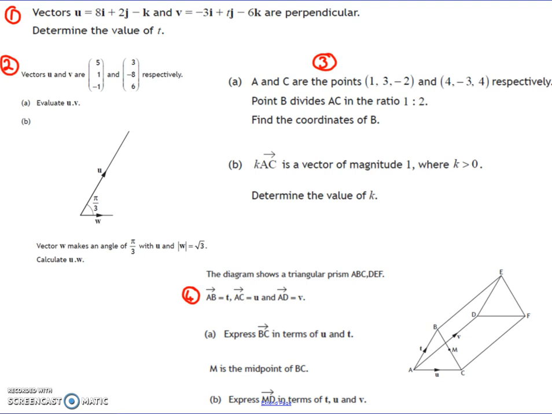Now, key thing that you should know, questions 1, 2 and 3 all come from non-calculator papers. Question 4 comes from a calculator paper. Pause the video and have a crack.